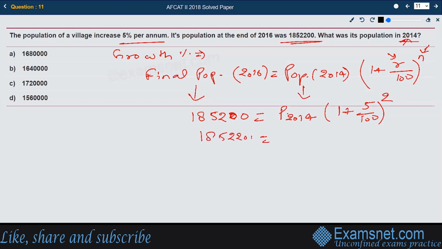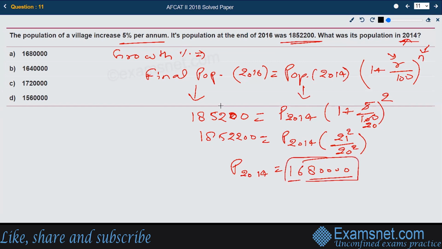1852200 is equal to P2014 multiplied by 5 by 100, which is 21 by 20, and 21 square by 20 square. This is what we get. If we further try to solve this, obviously the 21 square can cancel the other value on that side. So P2014, after solving this whole equation, comes out to be simply 16 lakh 80,000. That was the value in 2014, which increased up to 18 lakh 52,000 at the very end of 2016. So my answer becomes 16 lakh 80,000. That is my option number A.